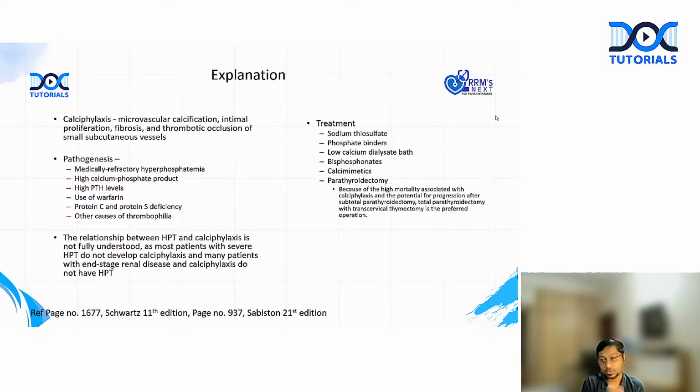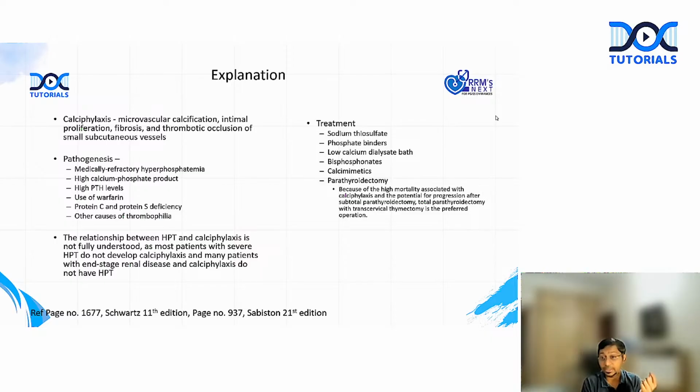So how do you manage? You can use sodium thiosulfate. We use phosphate binders again to bring down the phosphorus so that we can reduce the calcium phosphorus product. We sometimes use dialysis with a zero calcium dialysate or a low calcium dialysate that can again bring the calcium levels down and help reduce the phosphate levels. Also, we can use calcimimetics like cinacalcet. Again, they bring the PTH level down, they bring the calcium level down as well.